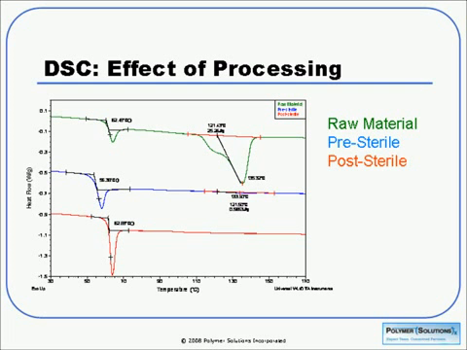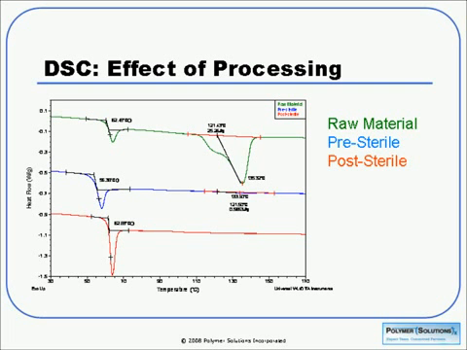So now for some applications. One thing that we can tell from DSC is the effect of processing. The first heat scan gives us data about the polymer itself along with its thermal history. So we can use the DSC to differentiate between samples with different histories.